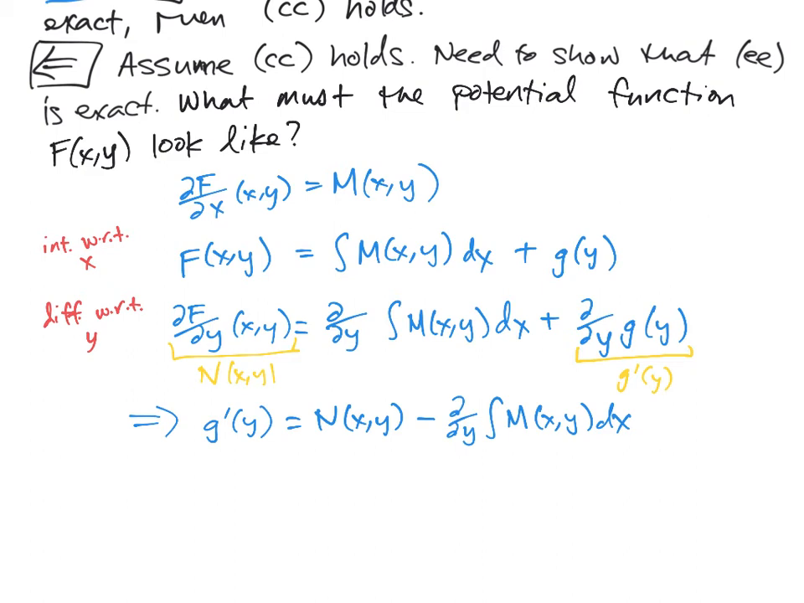So what have we done? We've said we want E to be exact. If E is exact, then it's got to have some potential function big F that has this property with its partial derivatives. And if that holds, then we'd also have to have all this business going on. So if we need to have an F that looks like that, let's just define an F that looks like that.